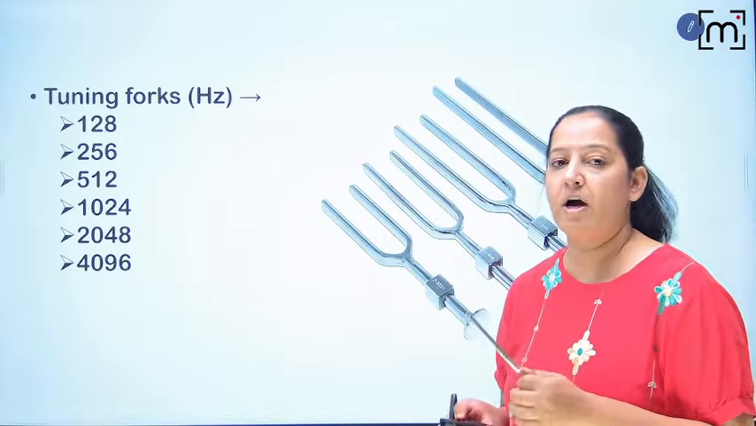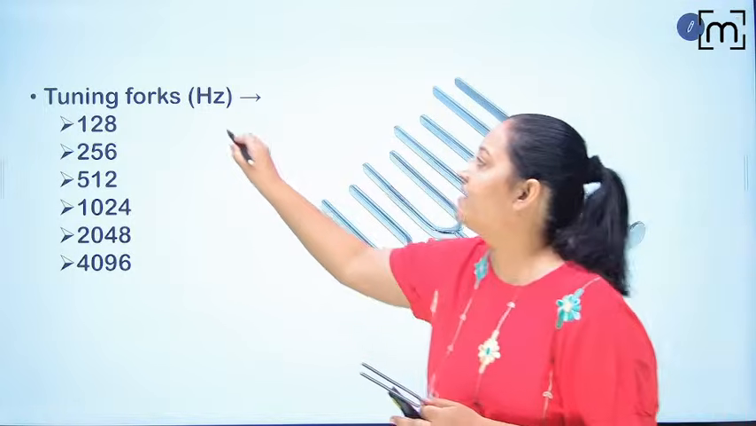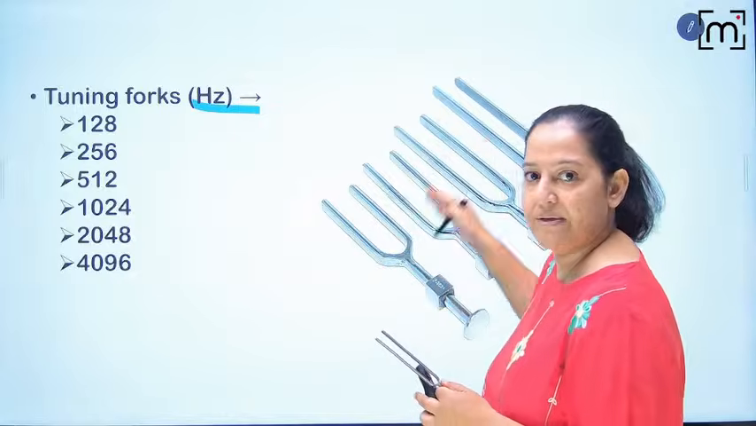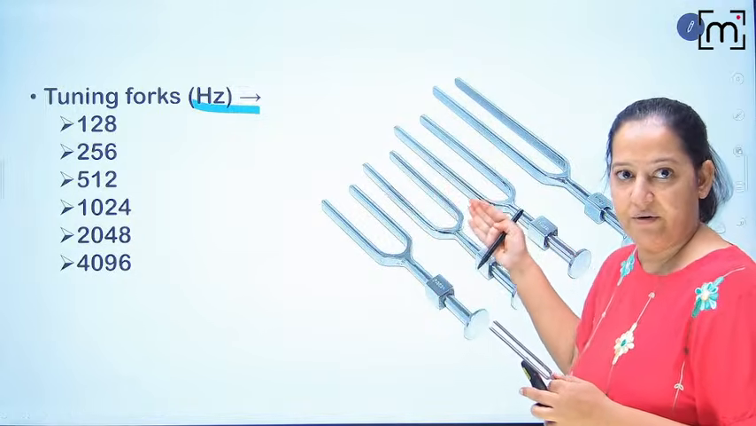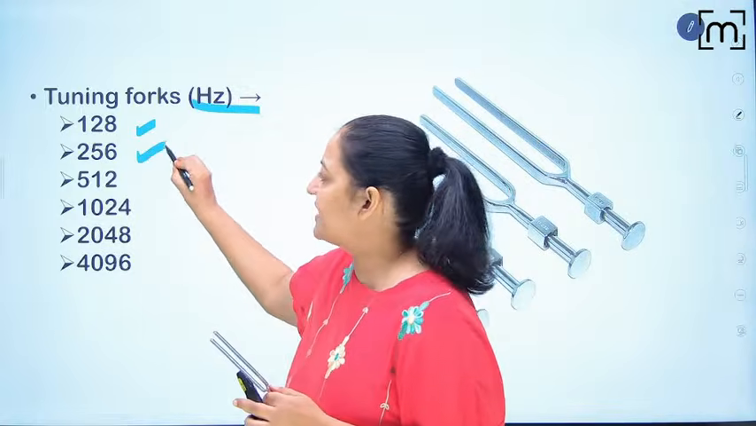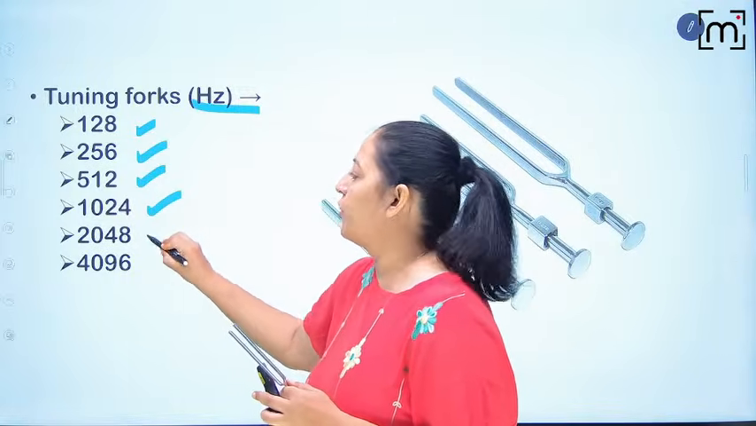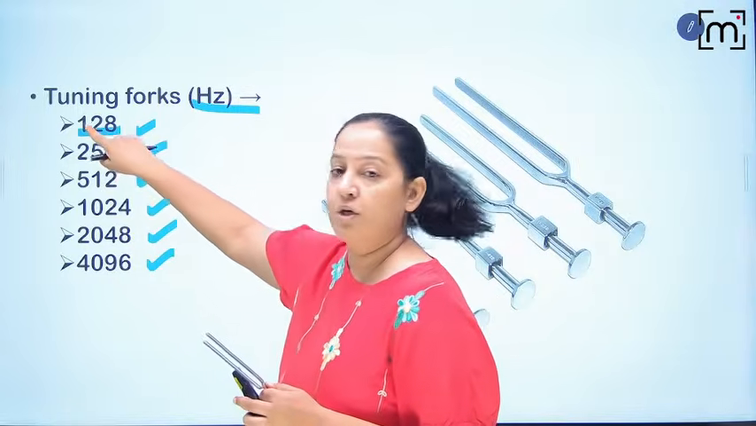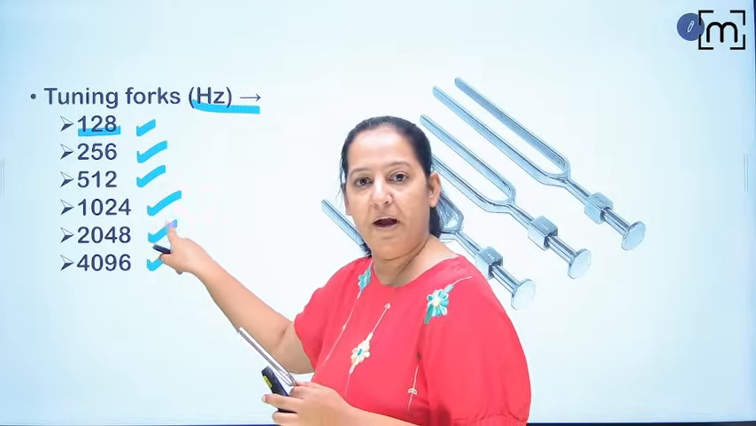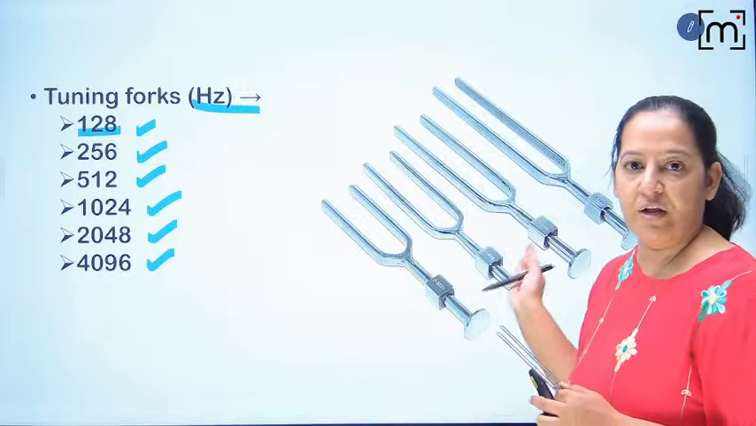Now tuning forks come in various frequencies, which are measured in hertz. Depending on their length and the distance between the prongs, the frequency differs. So 128, 256, 512, 1024, 2048 and 4096. They are double of each other. So the minimum is 128. You multiply by 2, multiply by 2, multiply by 2 likewise. So all these tuning forks are available.